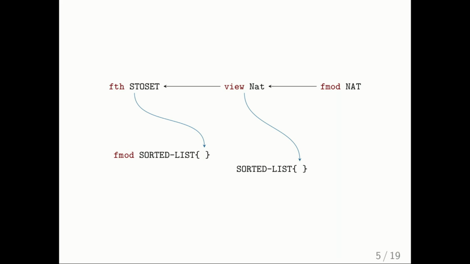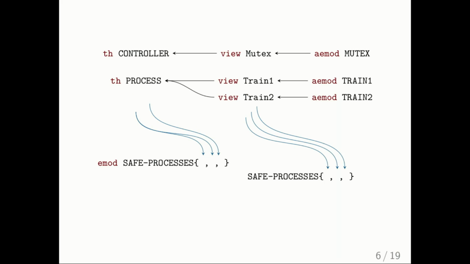Our modules, however, are system modules, representing dynamic, evolving systems. For the trains example, the diagram looks like this. The theory controller specifies the requirements to be met by any module that wants to be considered as such. The same for the theory process. The system mutex is an implementation of controller, and the two trains are processes. The parameterized module, safe processes, takes three parameters, two processes and a controller, and the instantiation uses the three views. I will go into each of these components next.